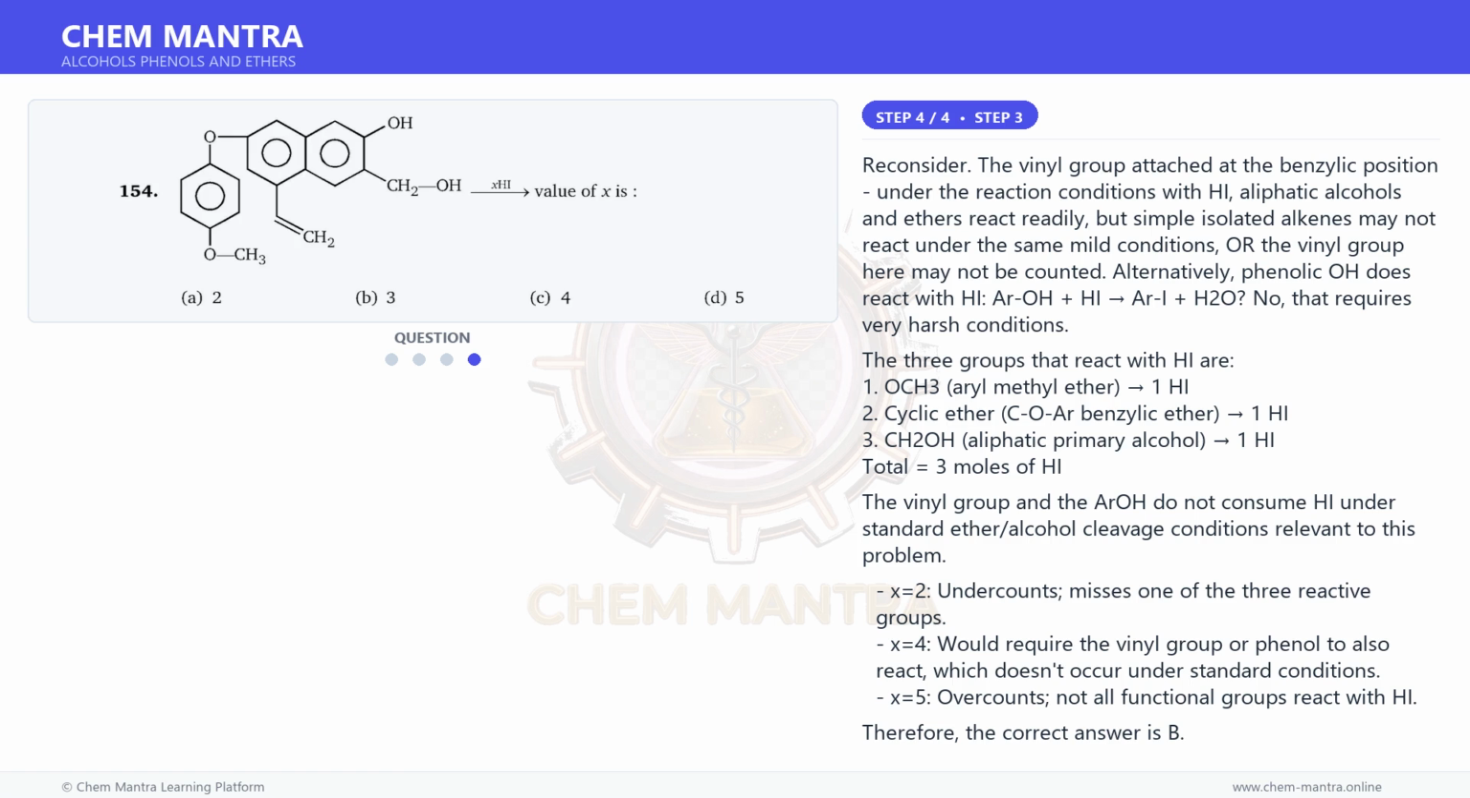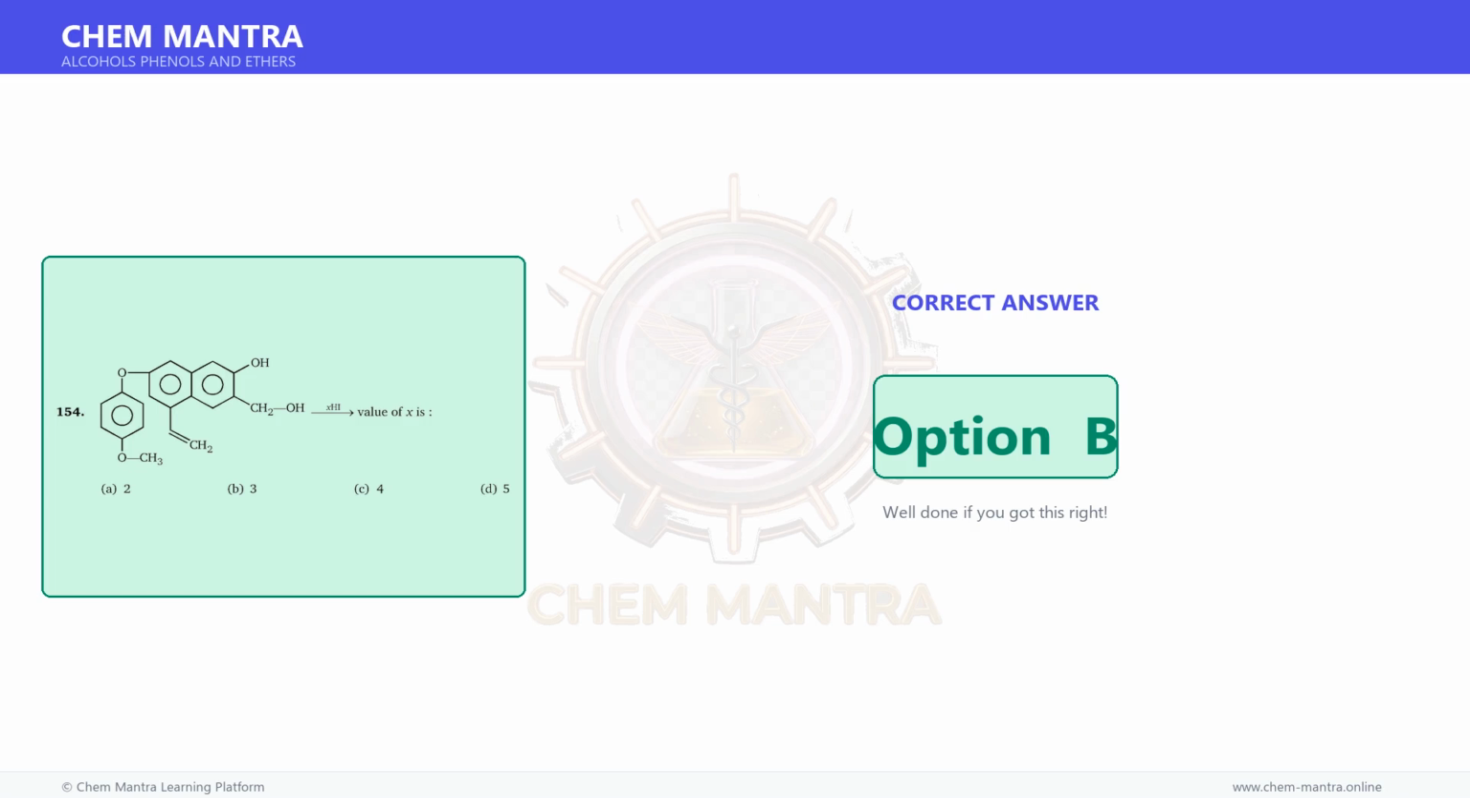X equal to 2 undercounts, misses one of the 3 reactive groups. X equal to 4 would require the vinyl group or phenol to also react, which doesn't occur under standard conditions. X equal to 5 overcounts, not all functional groups react with HI. Therefore, the correct answer is option B.